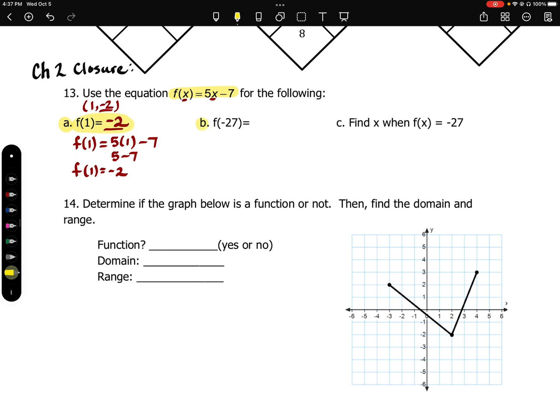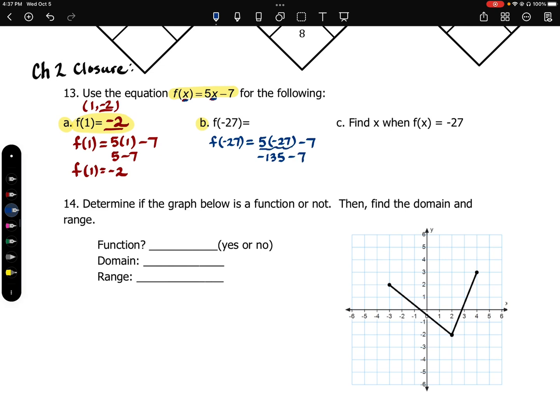Okay, let's go to letter B now. Now we're going to plug in negative 27. So let's do the same thing, right? We're still using the same equation. Our function f of negative 27, when we plug in negative 27, looks like this: 5 times negative 27 minus 7. We'll need to do 5 times 27, so that should end up being a negative 135. We still have that minus 7 there, right?